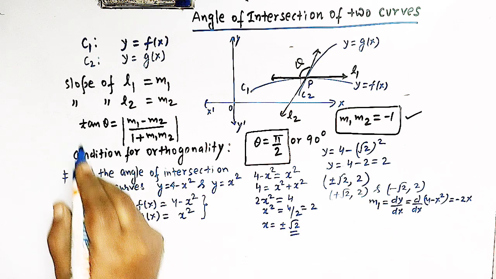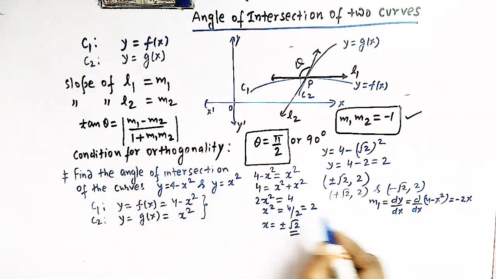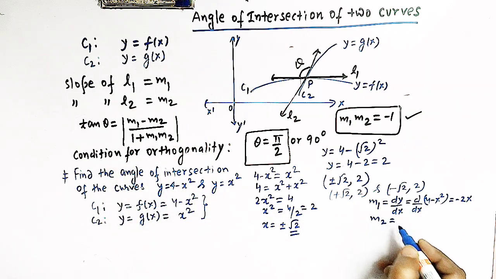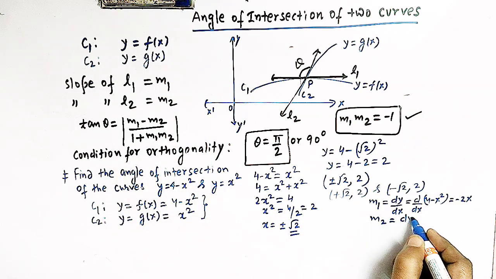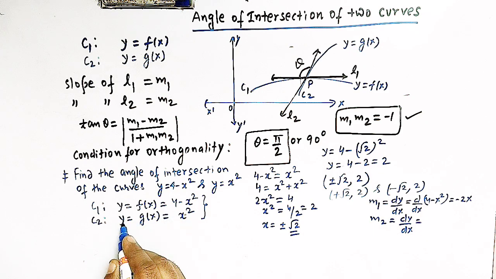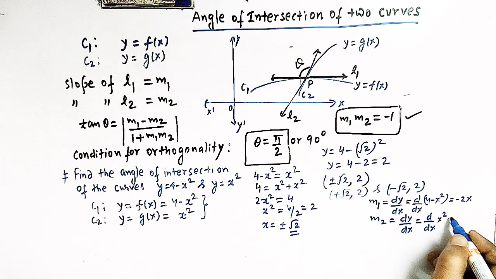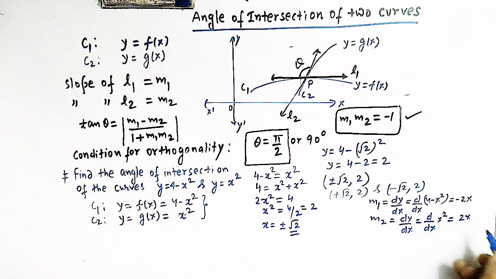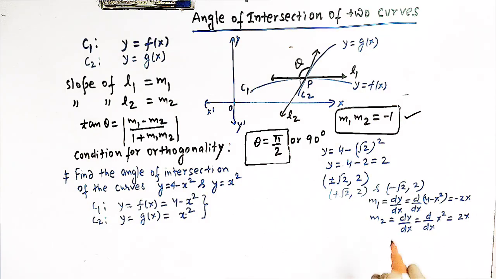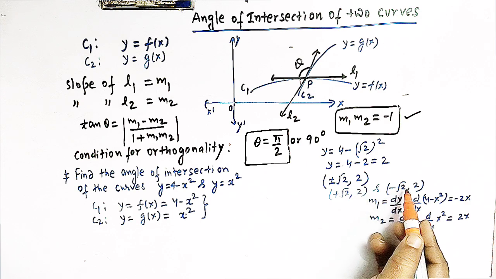And the slope of the tangent to the curve C2 is given by m2. So m2 is given again by the derivative, that is dy/dx. So differentiating this function, we have d/dx of x², that is simply 2x. So now let us find the value of the slopes m1 and m2 at these points, right?